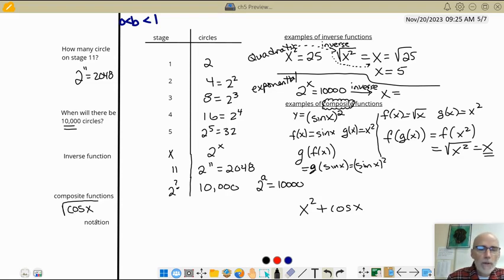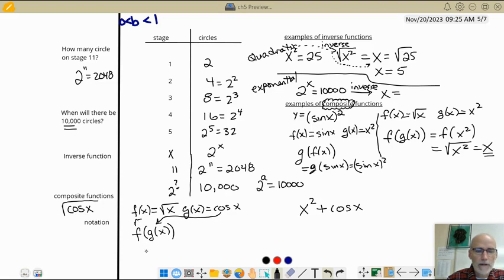Now the notation that we're going to use for that, if we said, okay, so let's say we let f of x equal the square root of x function and g of x equal the cosine function, okay? The notation that we could use to show this right over here would be f of g of x, because the cosine function is inside the square root function, right?